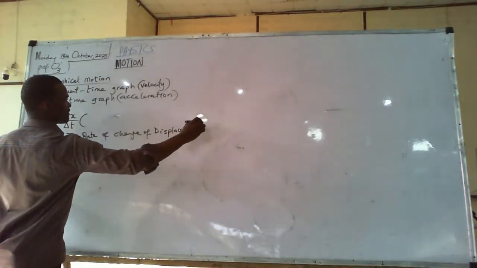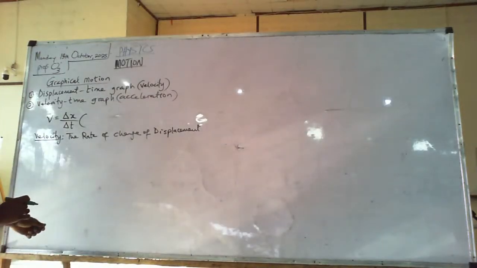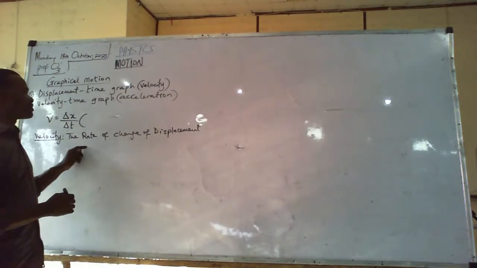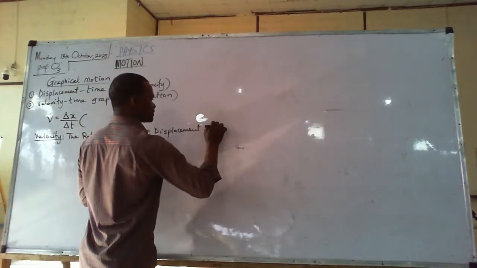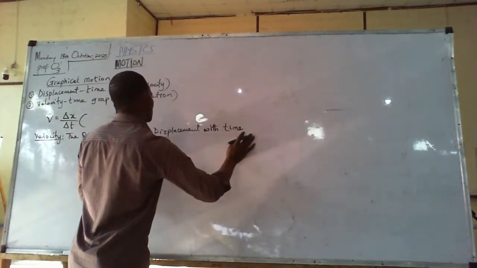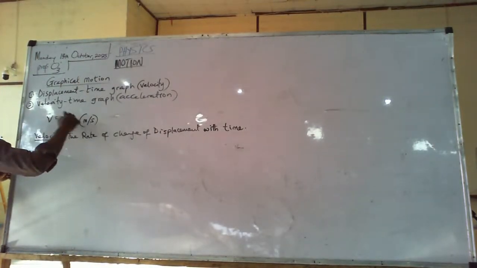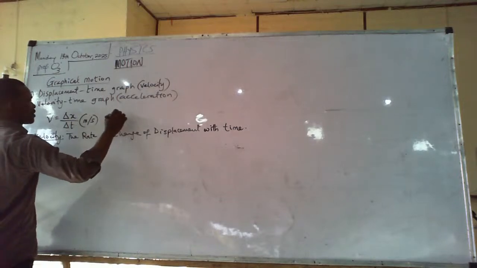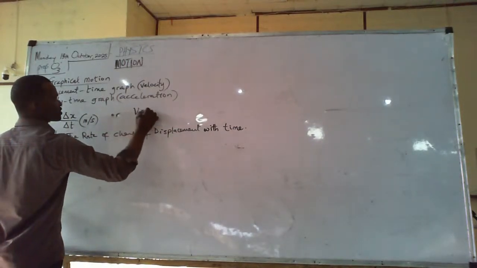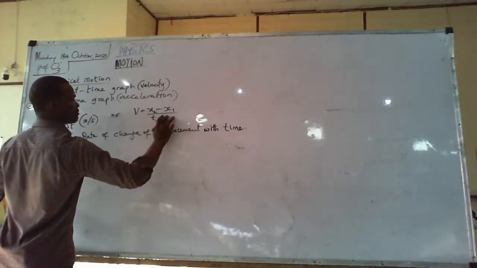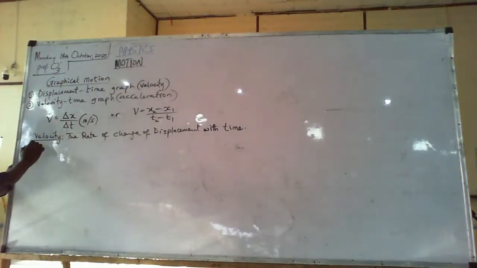Don't forget I mentioned in the definition in the last class that the rate of change of displacement with time is velocity, and velocity is a speed measured in specified direction because it is a vector quantity. Do you get my point? So the rate of change of displacement with time is velocity, measured in meter per second. You can also write it as v equals x2 minus x1 over what? t2 minus t1.